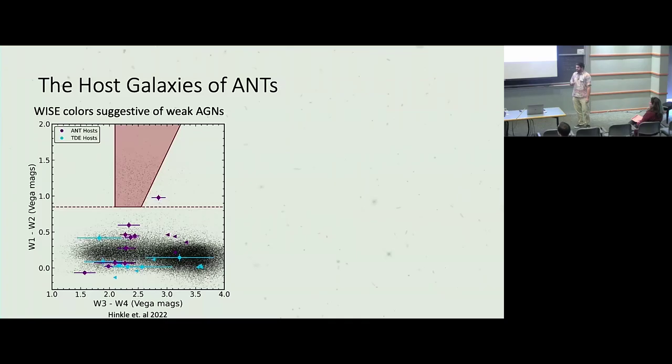And so actually returning to this idea of the color selection, here I'm showing this WISE 4-color infrared selection. And when we put the ANT hosts on this diagram as compared to a few other TDE hosts and a field sample of galaxies in these black points, we see that relatively few of the ANT hosts are clear strong AGNs. They are a little bit redder, definitely, than the TDE hosts, and indeed many are consistent with redder colors than a typical galaxy. And so I think this is suggestive of these galaxies hosting at least some sort of weak AGN, where that AGN power law is giving a bit redder color than you might expect just from the stars in the galaxy.